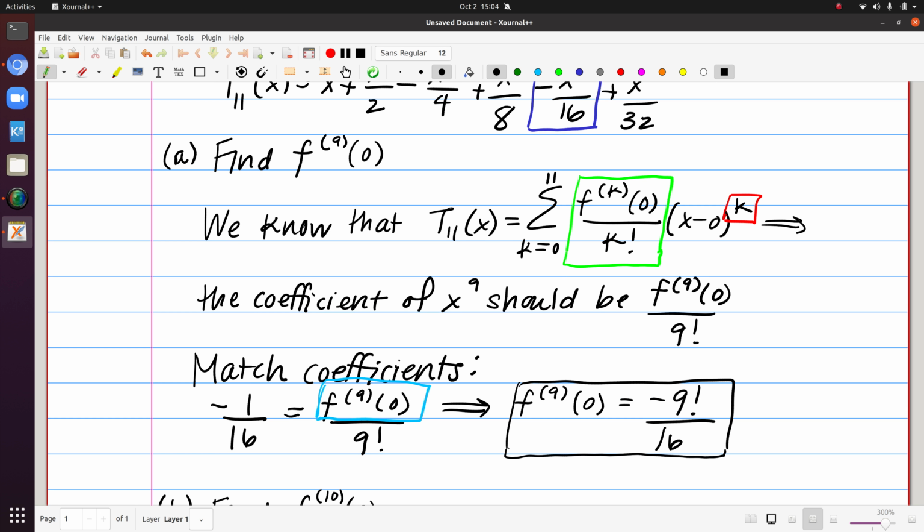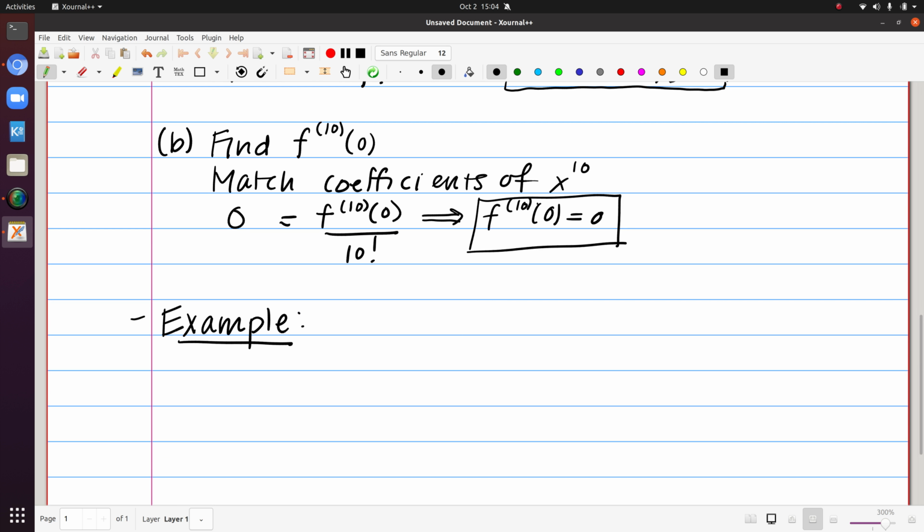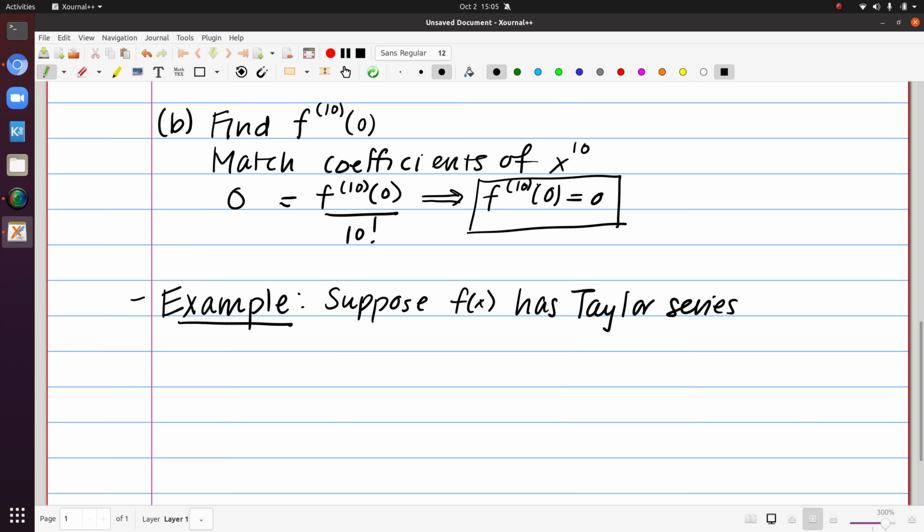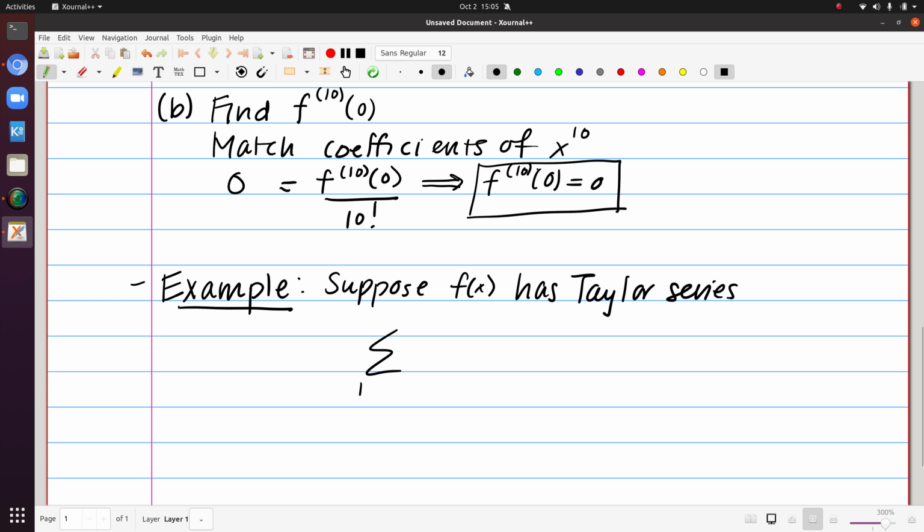This formula that I have in sigma notation here, if I send that upper limit on k up to infinity, that becomes a Taylor series. So in this instance, suppose I don't even know what f of x is. So f of x is a function that has Taylor series equal to the sum from k equals 0 to infinity of (-1)^k (k+1) x^k, all divided by 2^k.